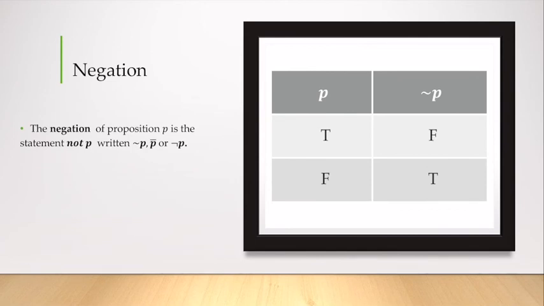Negation of a proposition is the statement not P, and then it takes on the opposite truth value. So this can be written tilde P, P bar, whatever this little symbol is, but in our notation we're going to use this tilde P. This means not P, negate P. So if P was true, it becomes false, and if P was false, it then becomes true.